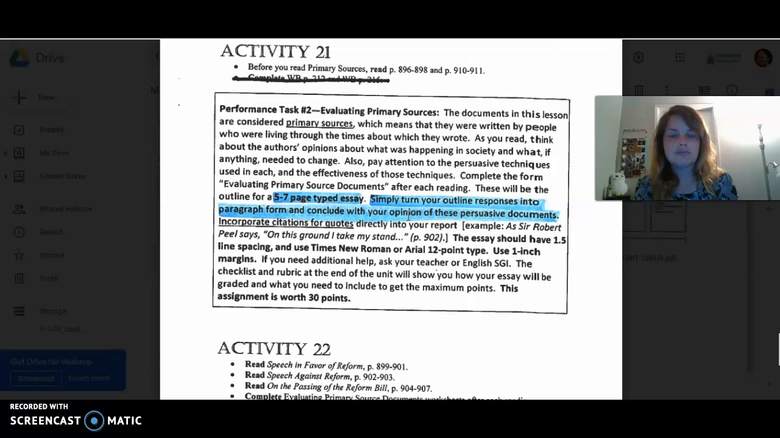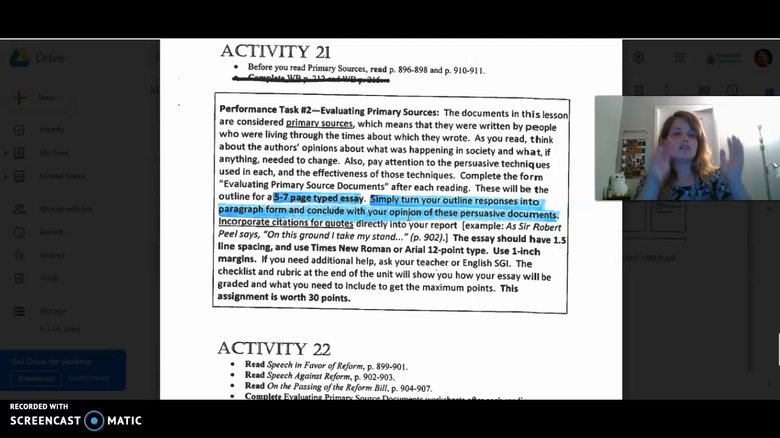So, yes, you're going to be using your primary sources to help you write that essay. You're going to turn it into paragraph form with your opinion of these persuasive documents. You're going to incorporate citations.